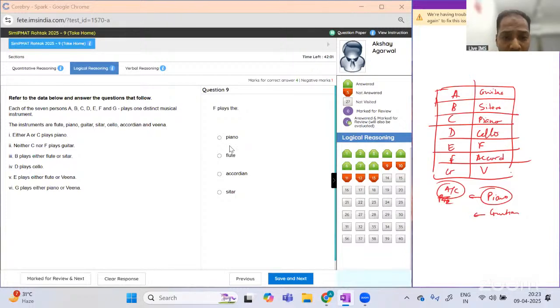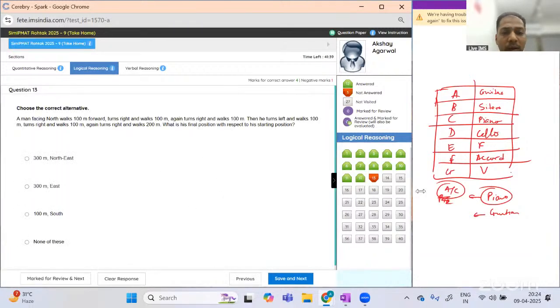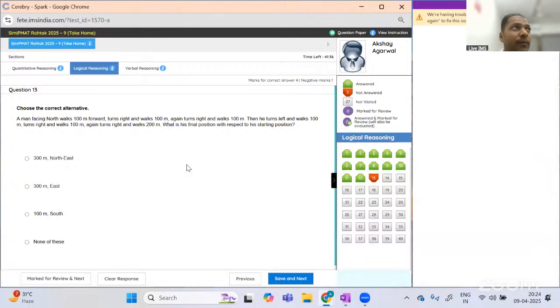So I've got the arrangement. F plays the accordion. Who plays the guitar? A. Which of the following pairs is the correct pair? C accordion, F guitar, E sitar, no. A guitar, yes. Who plays the sitar? Sitar is played by B. Wow. Quite a decent speed we picked up. I've attempted 12, okay, but I don't need to get complacent. I need to speed up now.